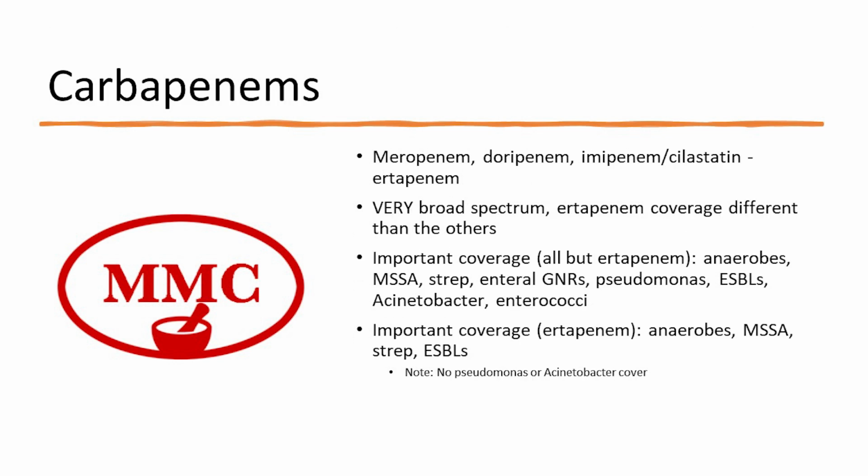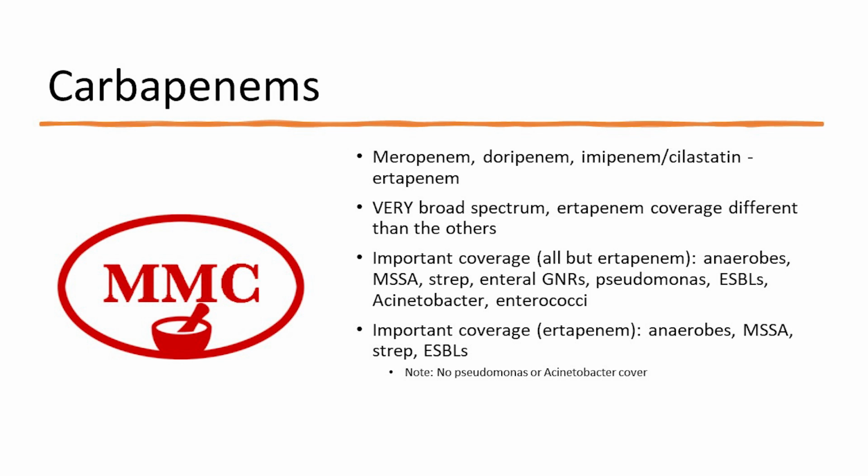Next up, carbapenems. So these are your mainstay of therapy for your extended spectrum beta-lactamases. We have meropenem, doripenem, imipenem with cilastatin, and ertapenem. So these are very broad spectrum agents. The meropenem, doripenem, and imipenem with cilastatin coverage is very different than ertapenem. So in terms of important coverage for all of them but ertapenem, they cover anaerobes, MSSA, strep, enteral GNRs, Pseudomonas, ESBLs, Acinetobacter, and Enterococci, which is great.